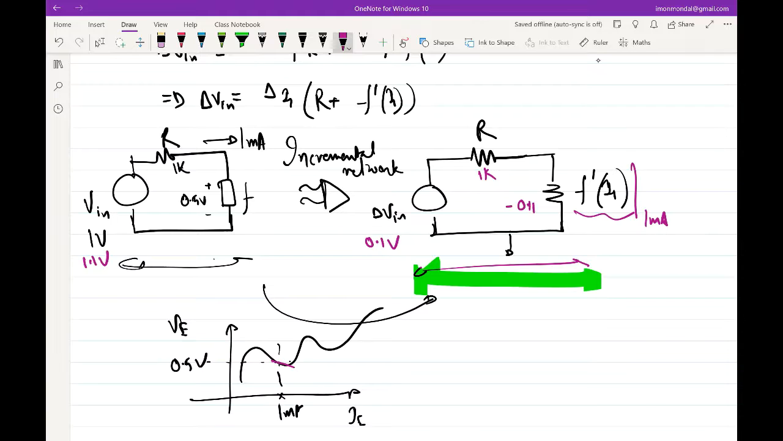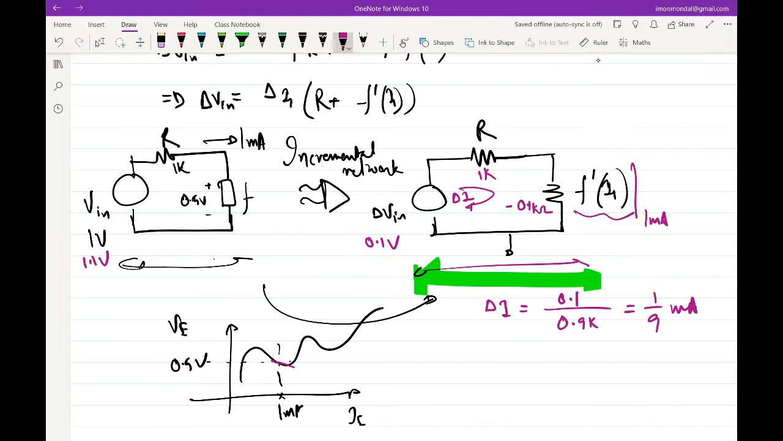Minus 0.1 kilo ohm, right? So what will be the current through this loop? What will be delta I? 0.1 by 1K minus 0.1K, that is 0.9K, that is 1 by 9 milliamps, right?